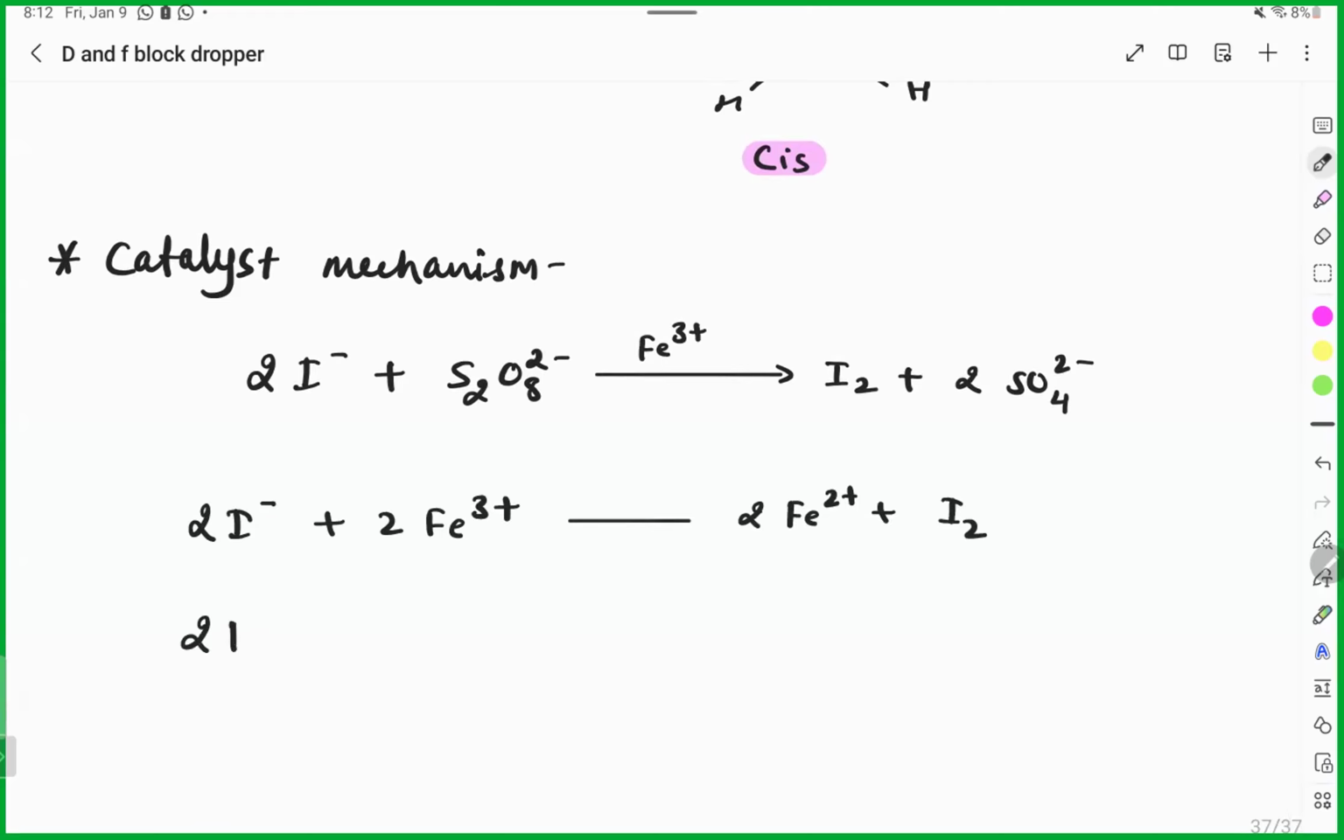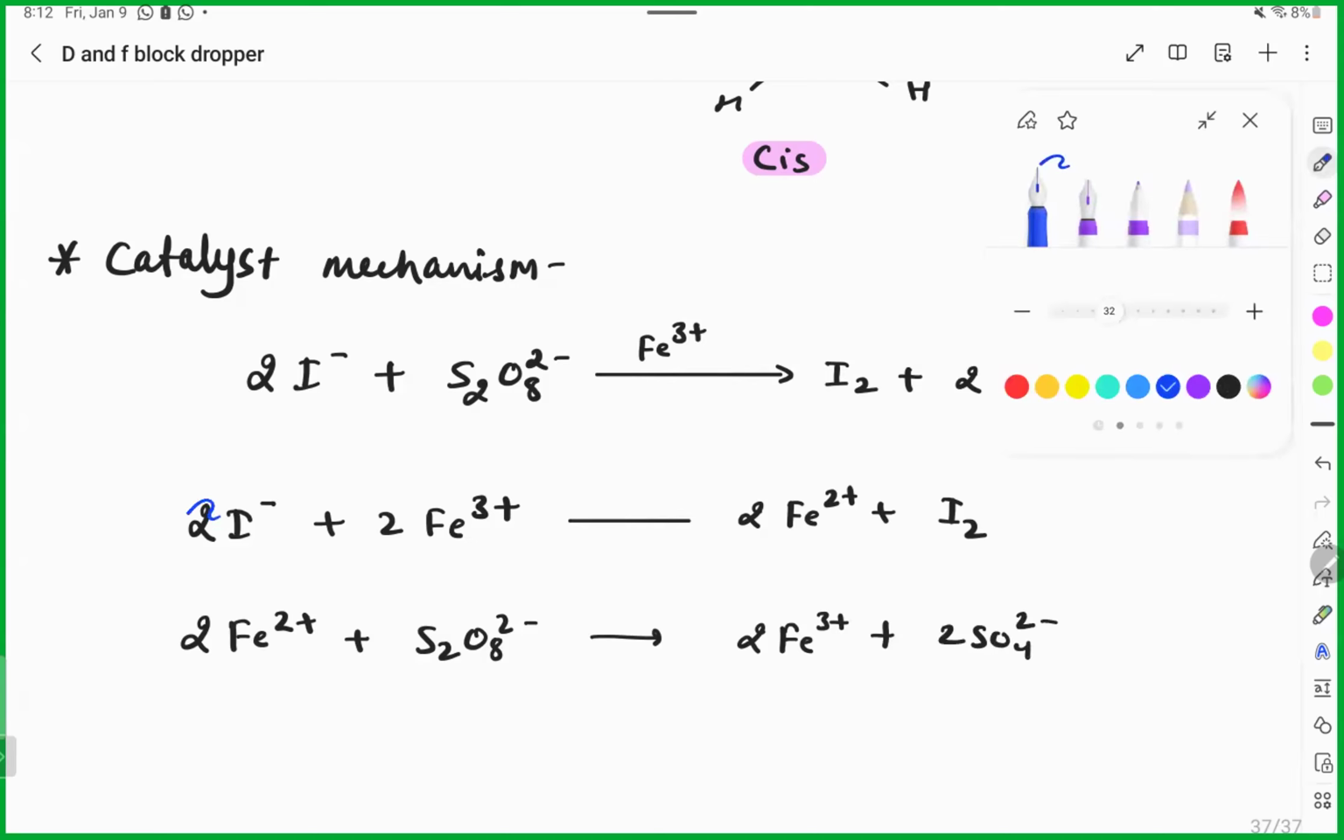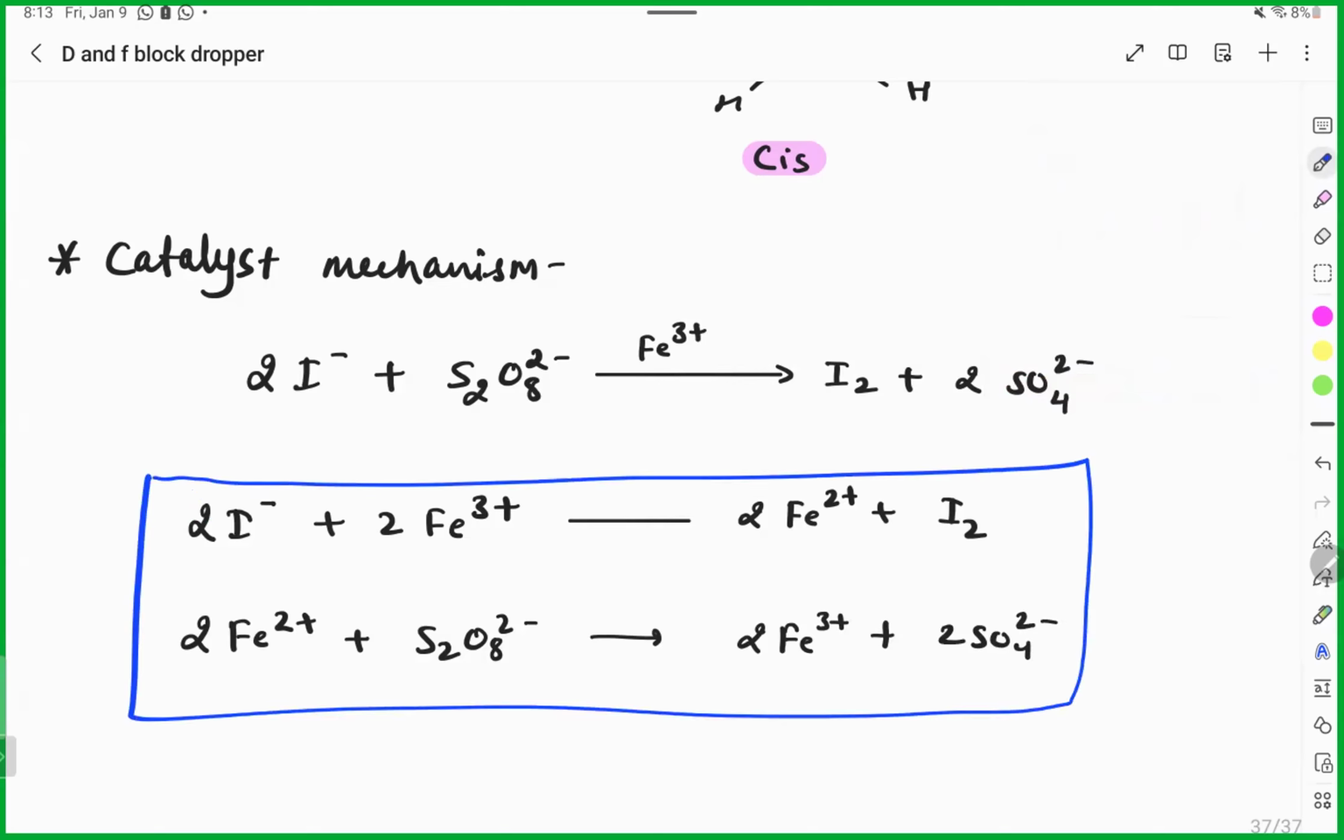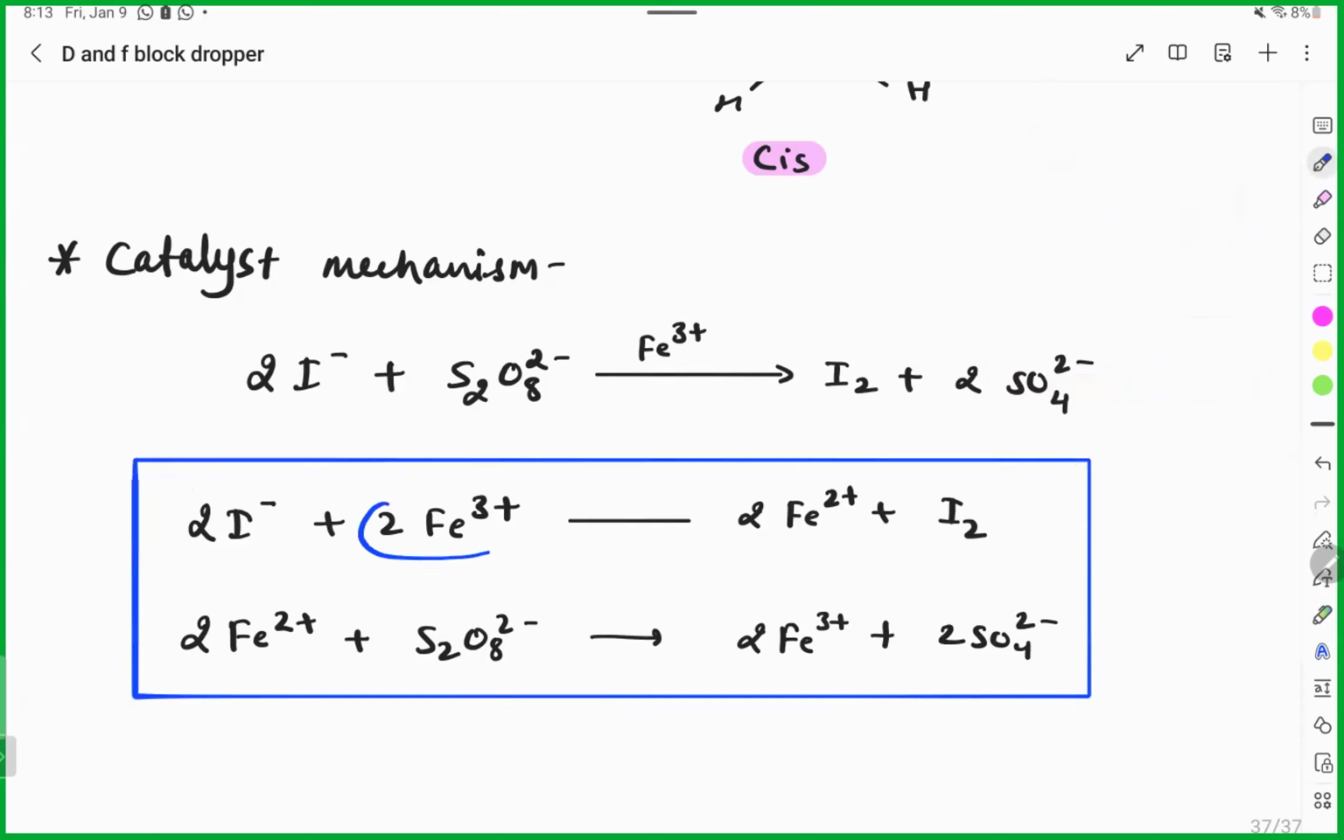Now this Fe2 positive, when it reacts with S2O8 2 negative, what will happen? It will convert into Fe3 positive. So we are proceeding with the same reaction, both are the same thing. What we are trying to convey is how here first iron converts from +3 to +2 and again from +2 it converts into +3. So you get the original iron, but it helps to convert your iodide negative ion to I2. Understood?